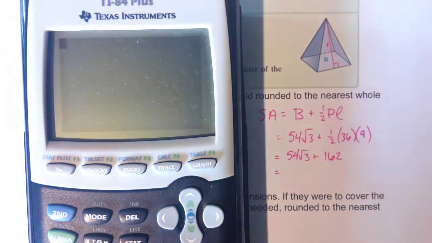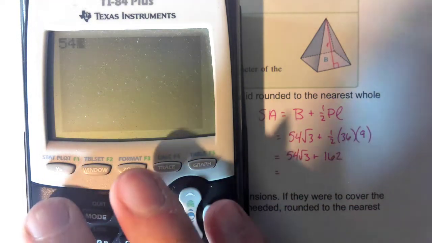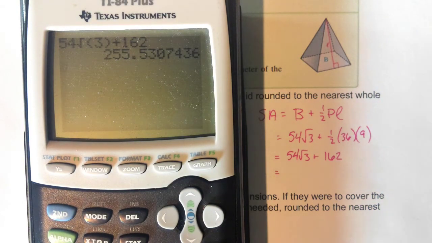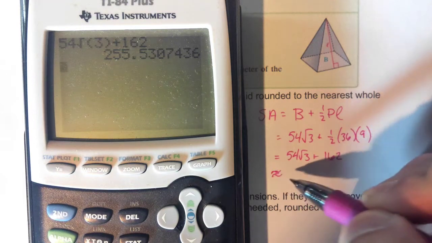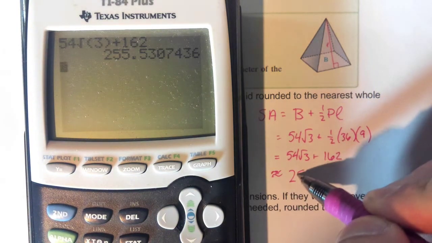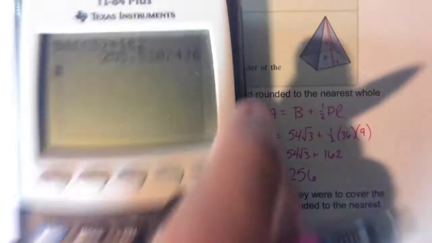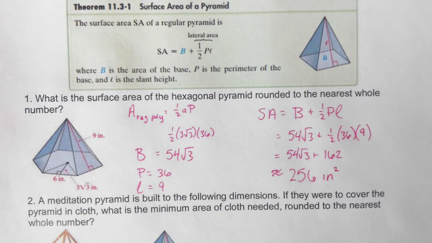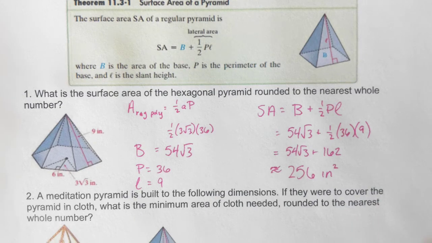We just want to type that into our calculator. 54 square roots of 3, close that parenthesis, plus 162. Round it to the nearest whole number. It's about 256. It's still an area, so our units are squared. It's 256 square inches. Nice.